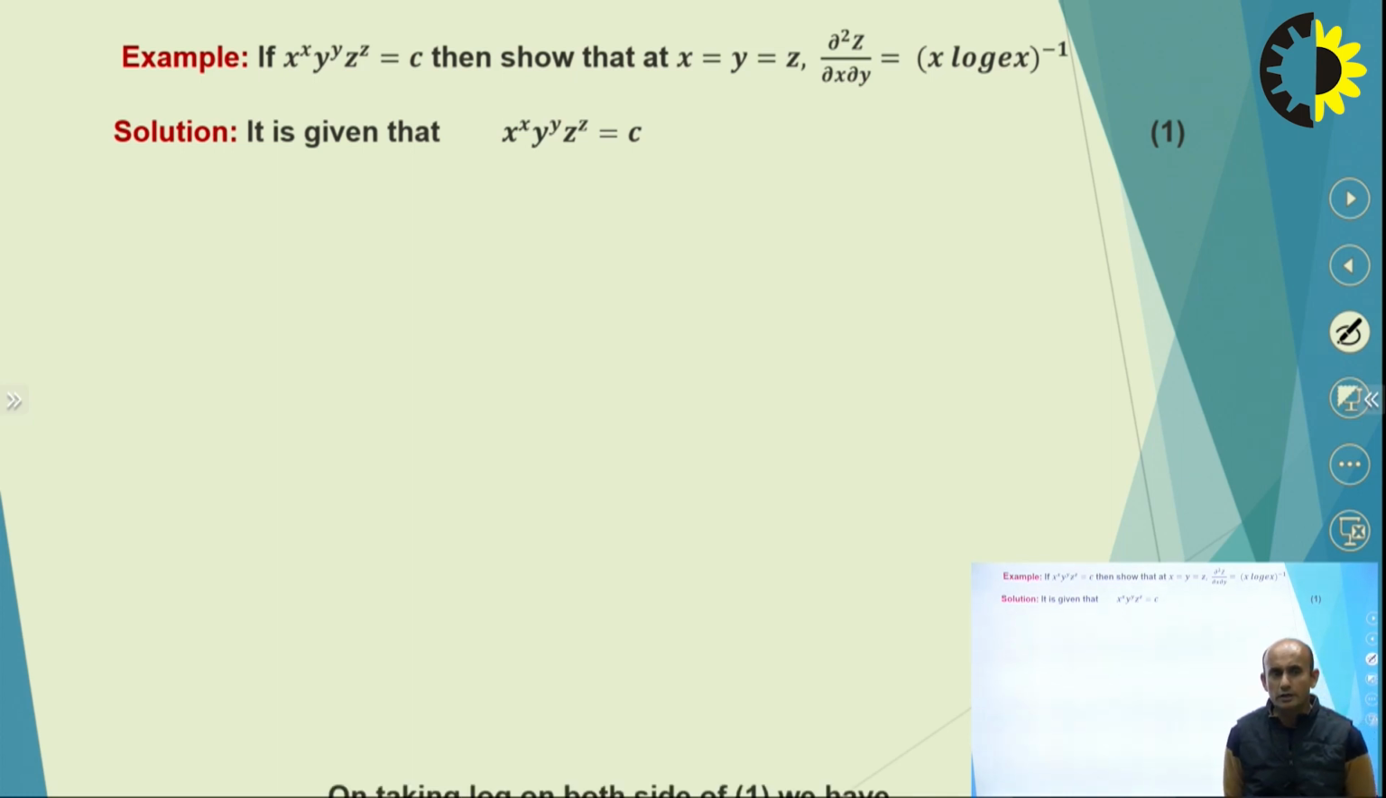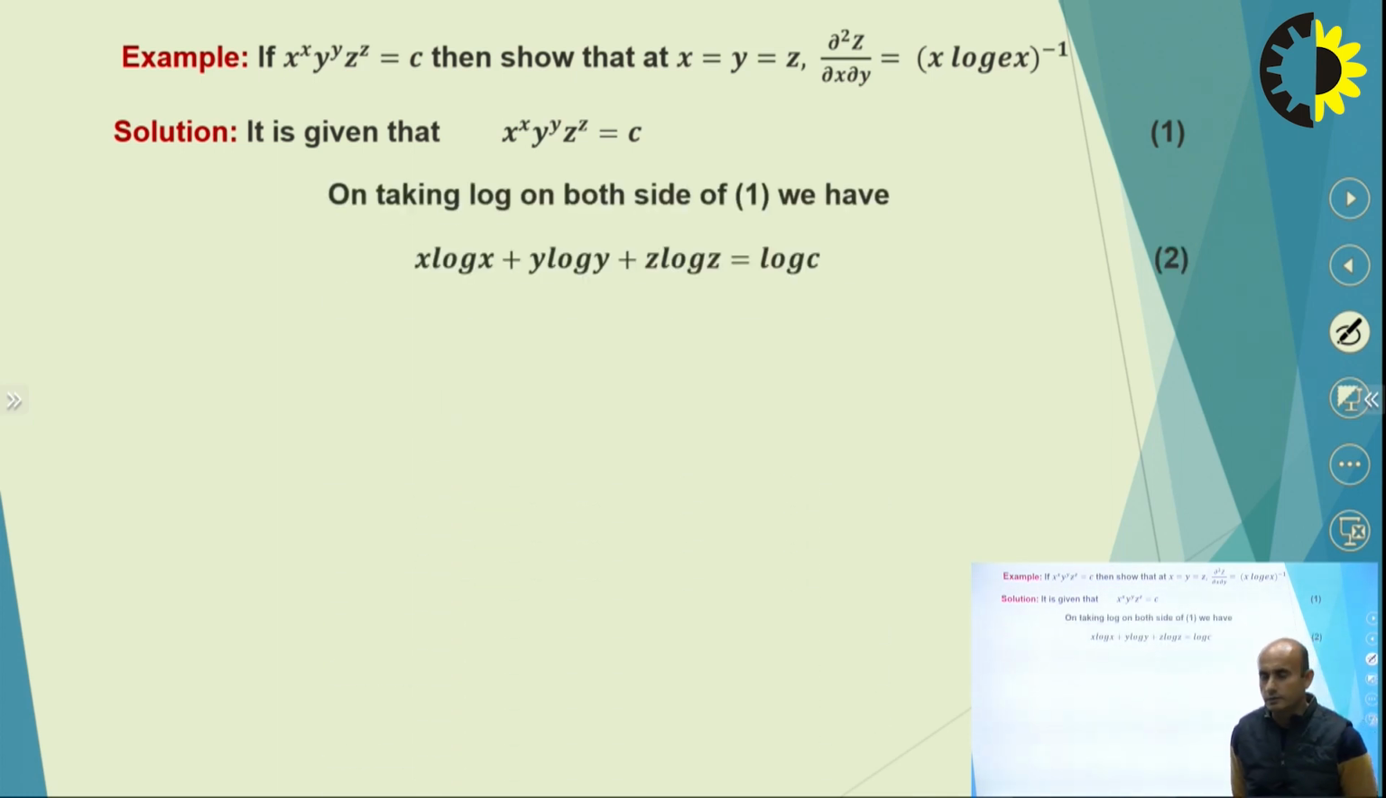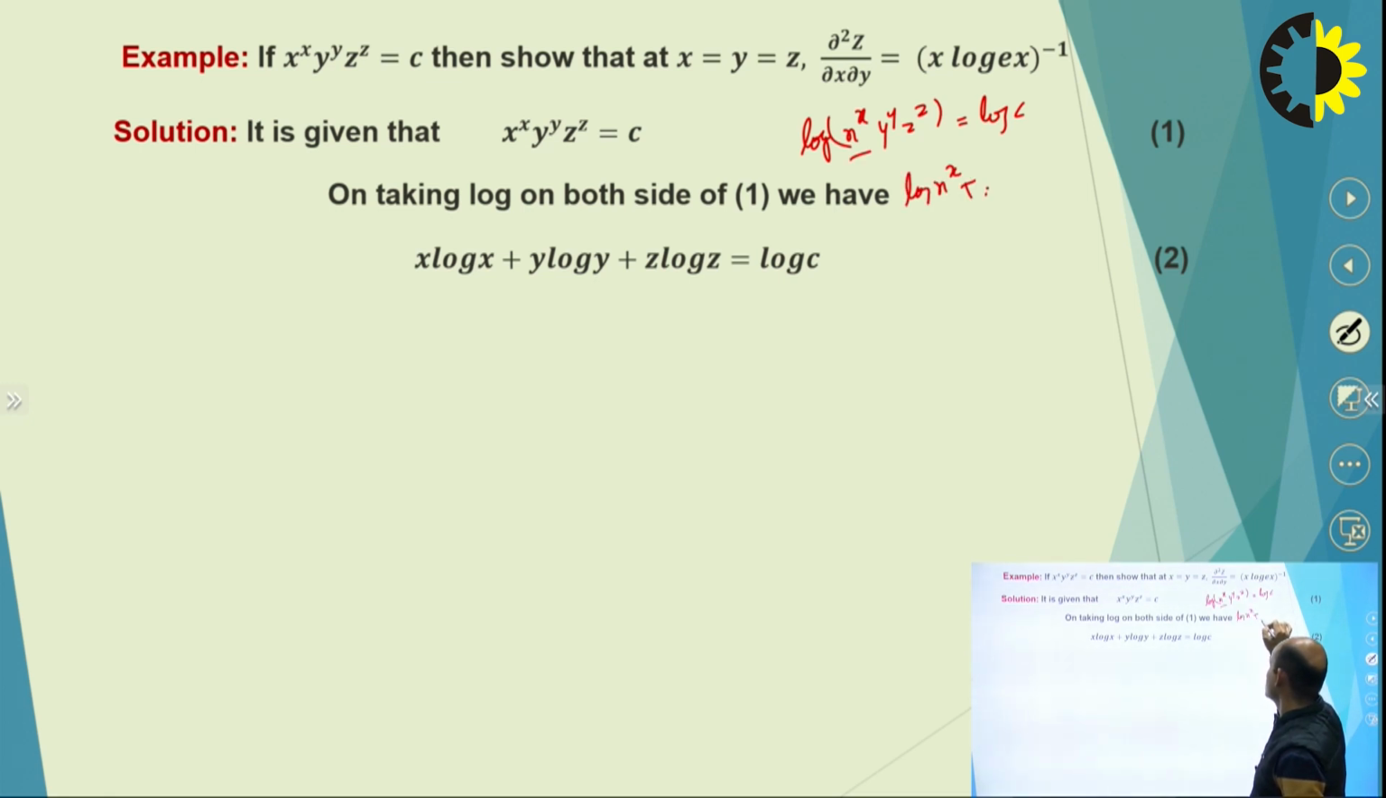So first we have to take logarithm on both sides. As we know, the logarithm of a product of functions is equal to the sum of the logarithms of the functions. Suppose we have x^x y^y z^z equal to logarithm of c. So we have logarithm of x^x plus logarithm of y^y plus logarithm of z^z equal to logarithm of c. And as we know, logarithm of x^x we can write as x logarithm of x, and again we have y logarithm of y and z logarithm of z, equal to logarithm of c.